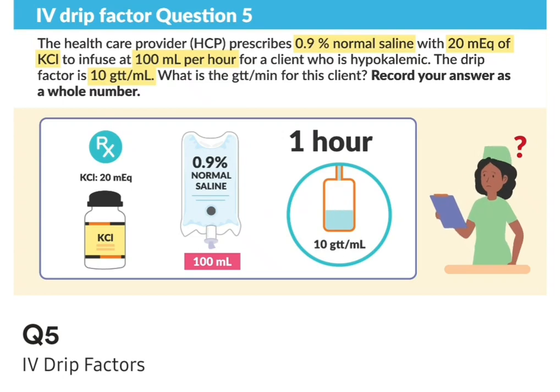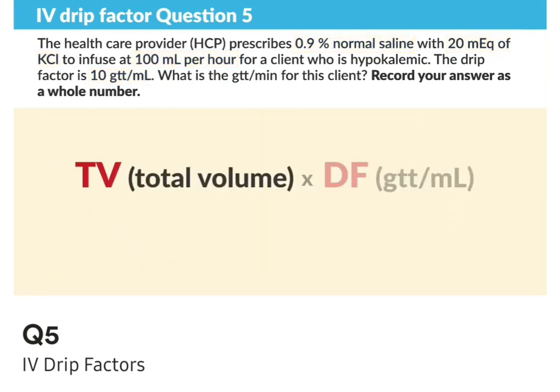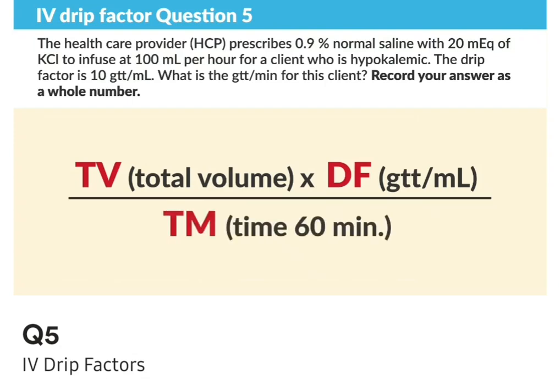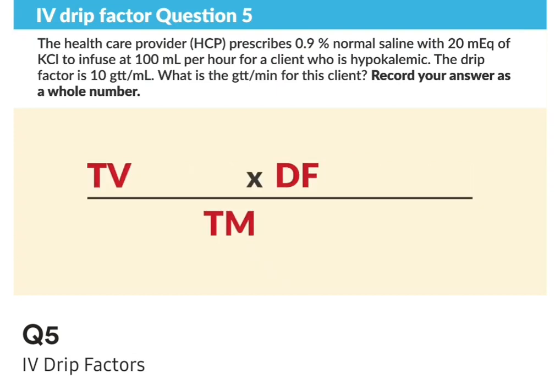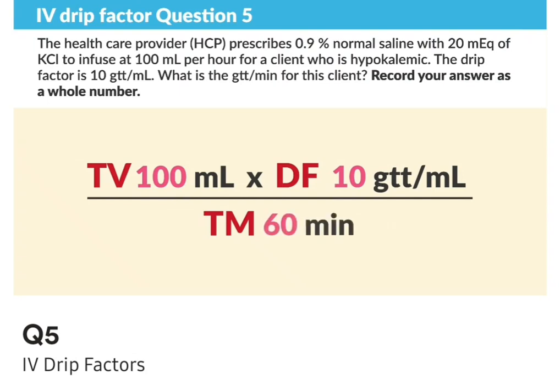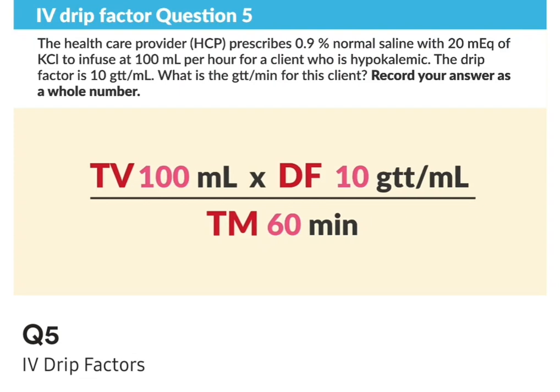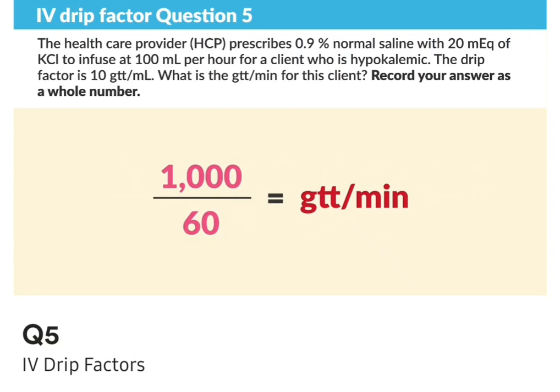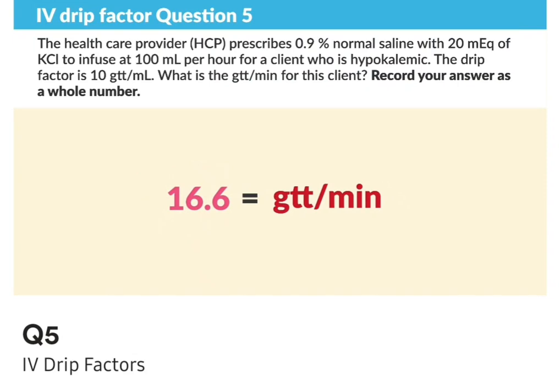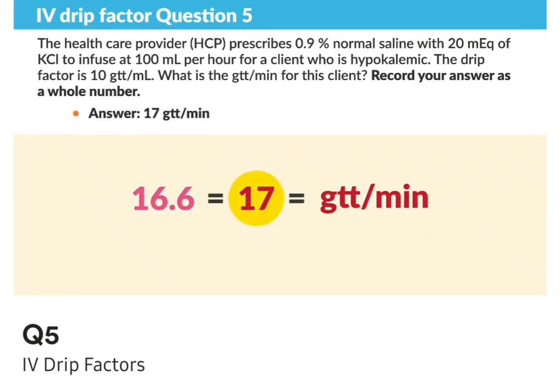All right, so let's set up our equation here. Total volume times DF over time. So TV makes you deaf over time, right? Now let's plug in our numbers. Our total volume is 100 mLs times 10 drips per ml over 60. Remember, it's always 1 hour is 60 minutes. So multiply across and then divide. When we multiply across, we have 1,000 over 60 and simply divide. So we get the number 16.6, and obviously we're going to round up because we can't give a portion of a drop. So the answer here is 17 drips per minute.